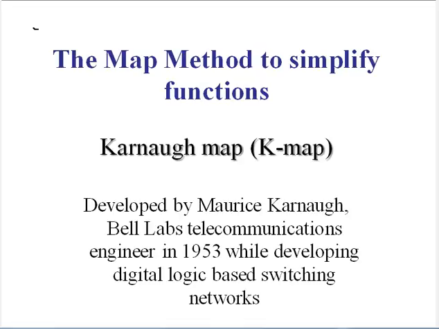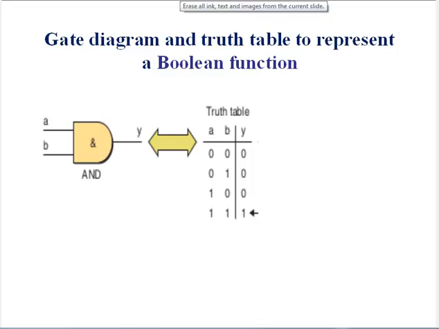The AND function can be represented in terms of its AND gate. We can use ampersand to represent AND, or sometimes we just put the two together, A B, A ampersand B, or A dot B.